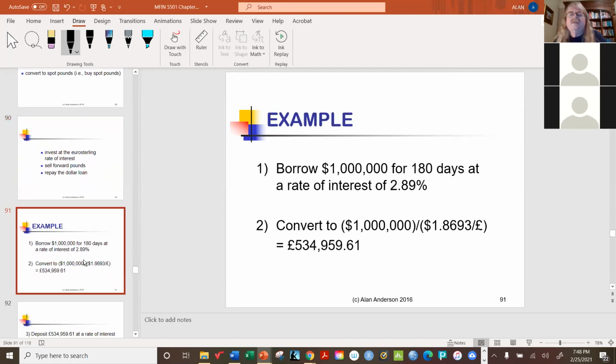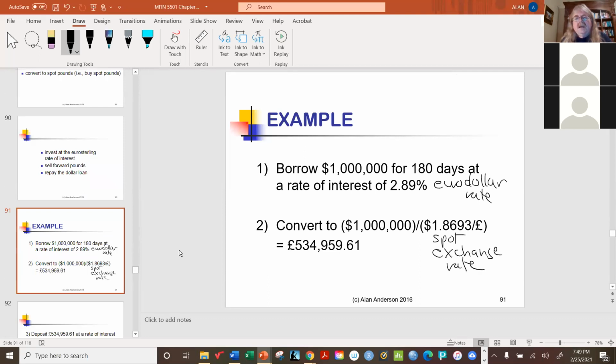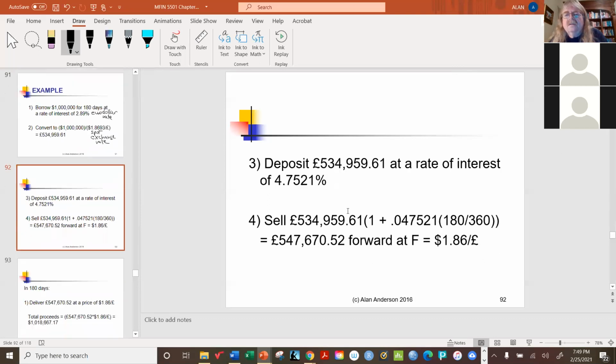Let's go through these following steps. We start by borrowing $1 million for 180 days, and the rate of, this is the euro dollar rate. And then convert to this many pounds. This is the spot rate. This is actually what we were doing before. These are the same numbers. The difference comes at the end when we convert these back into dollars. All right, so we're going to deposit this in a euro sterling account for 180 days.